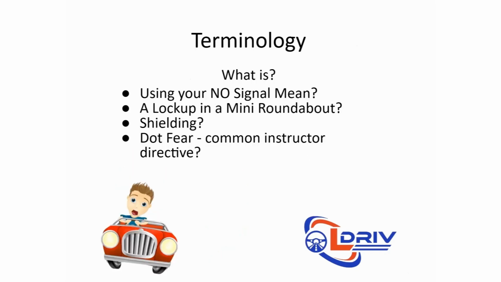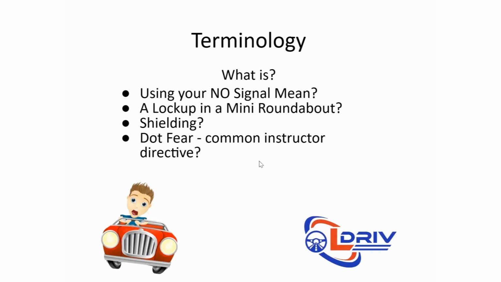Now, can anybody just quickly define for us what a no signal is? How do you give a no signal? Because a no signal is a signal. So when you give a no signal, it means you are not signaling. If you're not giving a signal, you are essentially going straight ahead. Okay, so no signal.